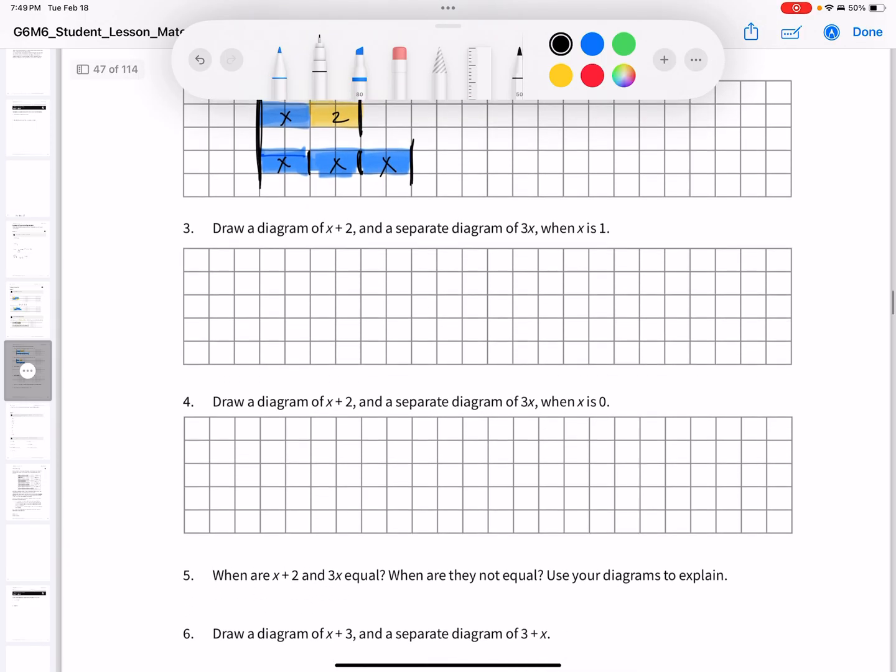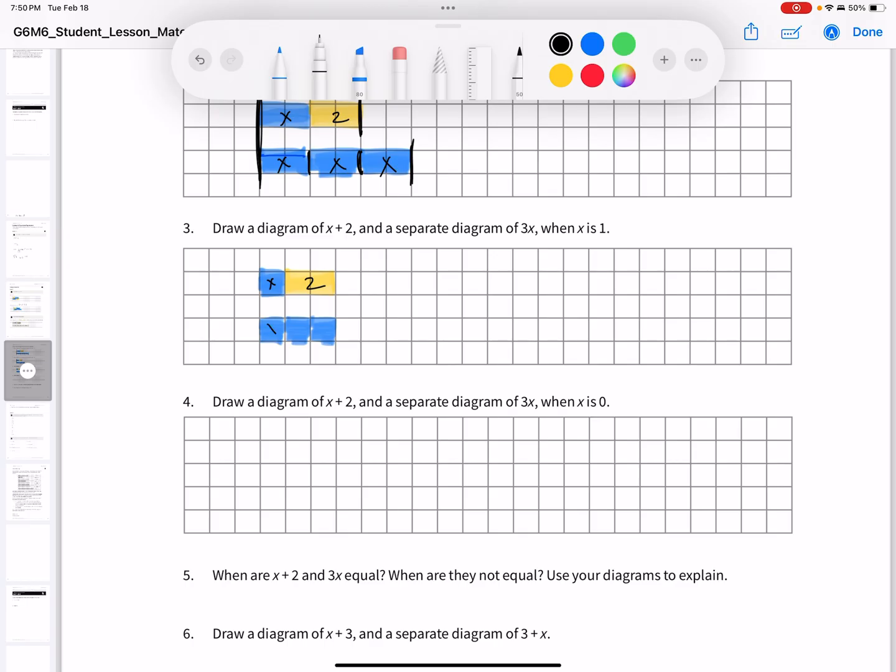All right, let's go on to the third one. Draw a diagram of x plus 2 and a separate diagram of 3x when x is 1. Okay, so x is 1, so we've got that. And then we have plus 2, so I need a group of 2. So this is x and this is 2. Then I'm going to have 3 copies of x and x is 1. So here we go. 1, 2, 3.